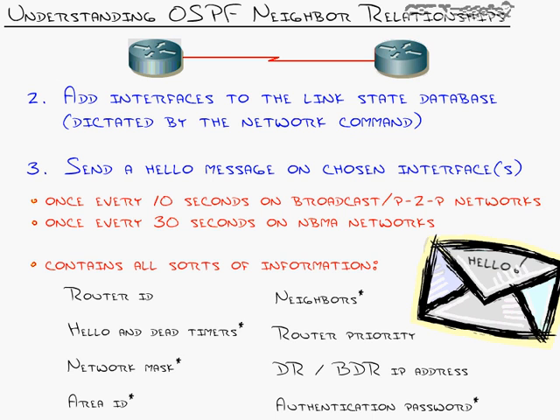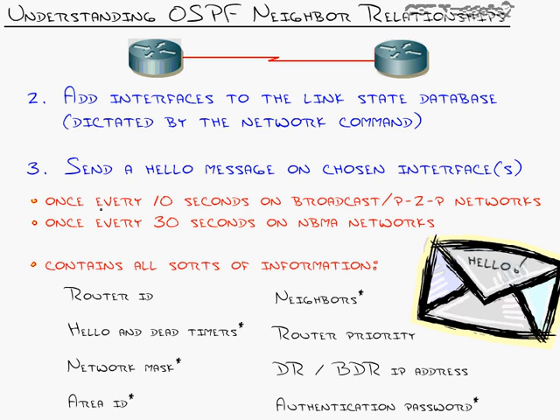Hello messages are sent once every 10 seconds on broadcast or point-to-point networks, once every 30 seconds on non-broadcast multi-access networks like frame relay, ATM, those kinds of networks. And we'll talk more about that. That is how often those hello messages are sent. It is tunable. I can tune it lower or higher depending on how much bandwidth I want to eat up with hello messages versus how fast I want to converge if a router is considered down.